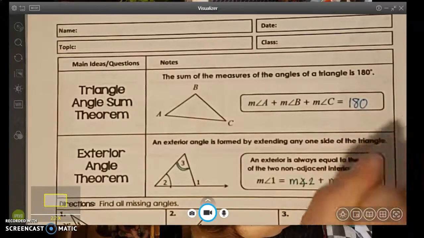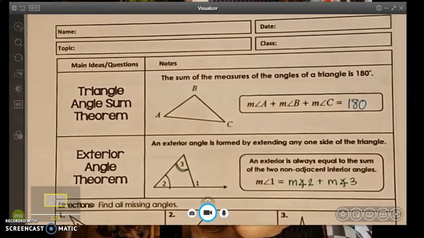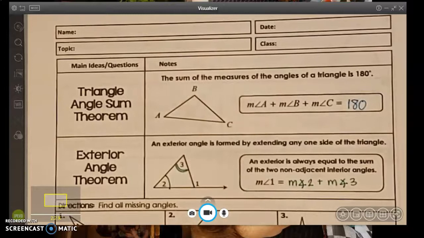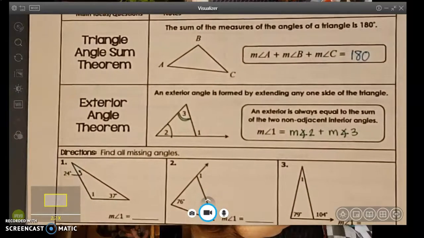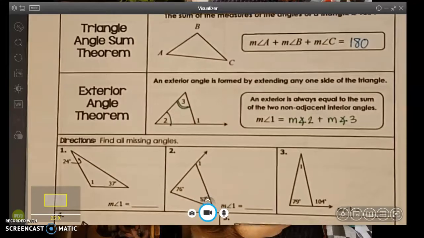Okay, the document camera that I have lags a little bit, so if I'm talking faster than I'm writing, that's why. I'll try and keep an eye on it so it doesn't get too off. All right, so let's look at our first examples down here. Okay, 1, 2, and 3.